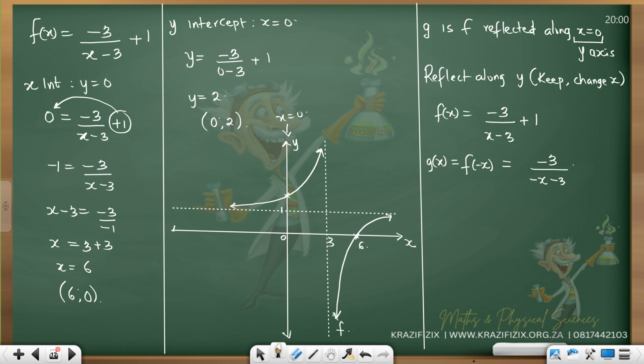But my good learners, never leave your answer as a negative x. It must be in standard form. So what do we do? Factor out that negative. Now, negative divided by negative would give us positive. So this is what your graph looks like, and that is your g of x.